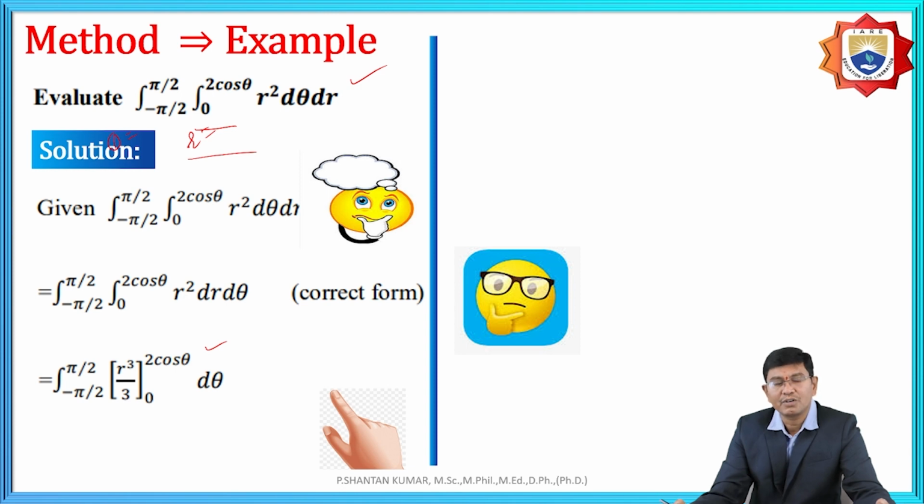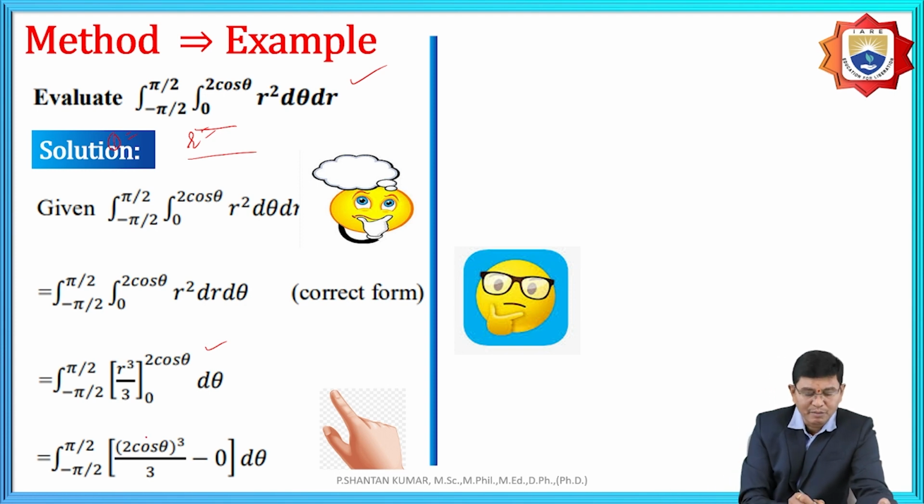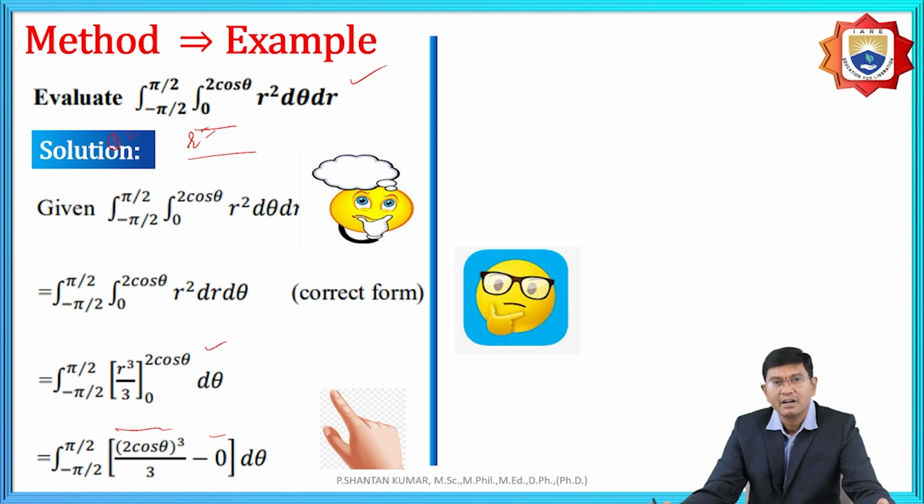Here, 1 by 3 is taken out common. After taking out 1 by 3 common, we get (2 cos θ) whole cube minus 0, because of the upper limit and the lower limit. Here 2 cube means 8, so 8 by 3 is taken out common. The rest is the integral from minus π/2 to π/2, where the variable is cos cube θ dθ.